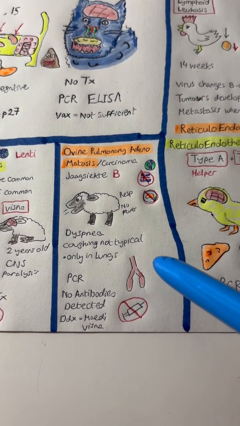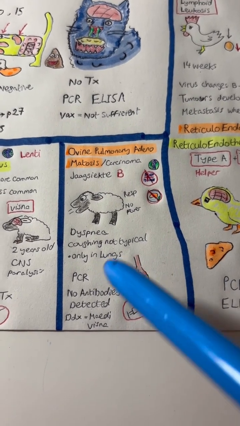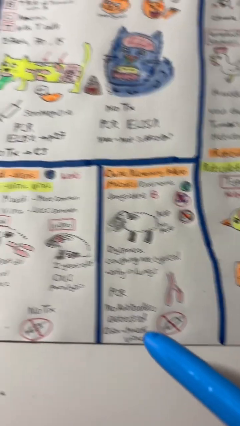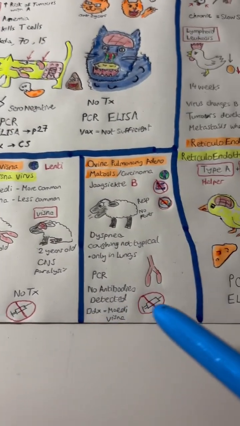For diagnosis, we can use PCR, and there are no antibodies detected. The differential diagnosis is with Maedi-Visna, and there is no vaccination.